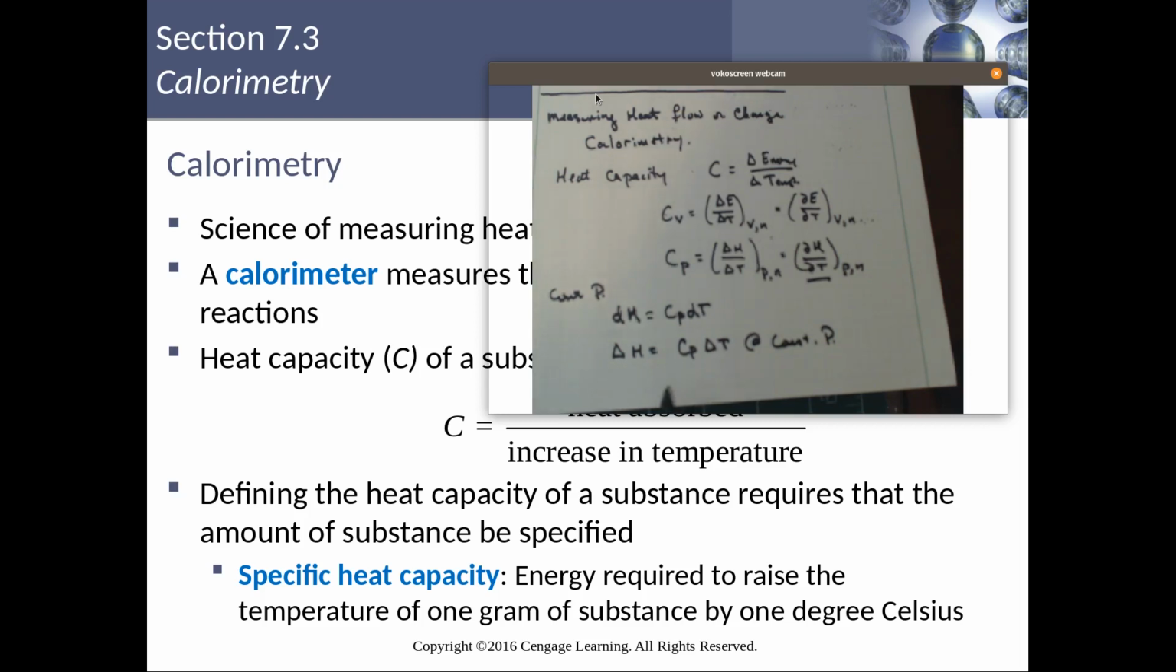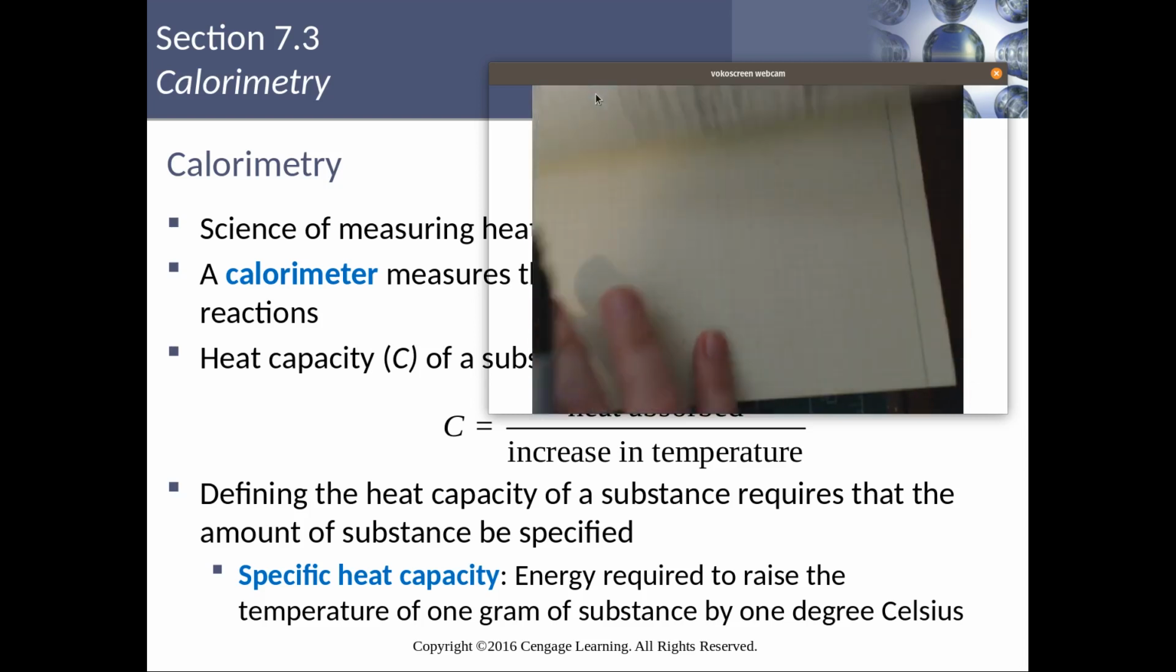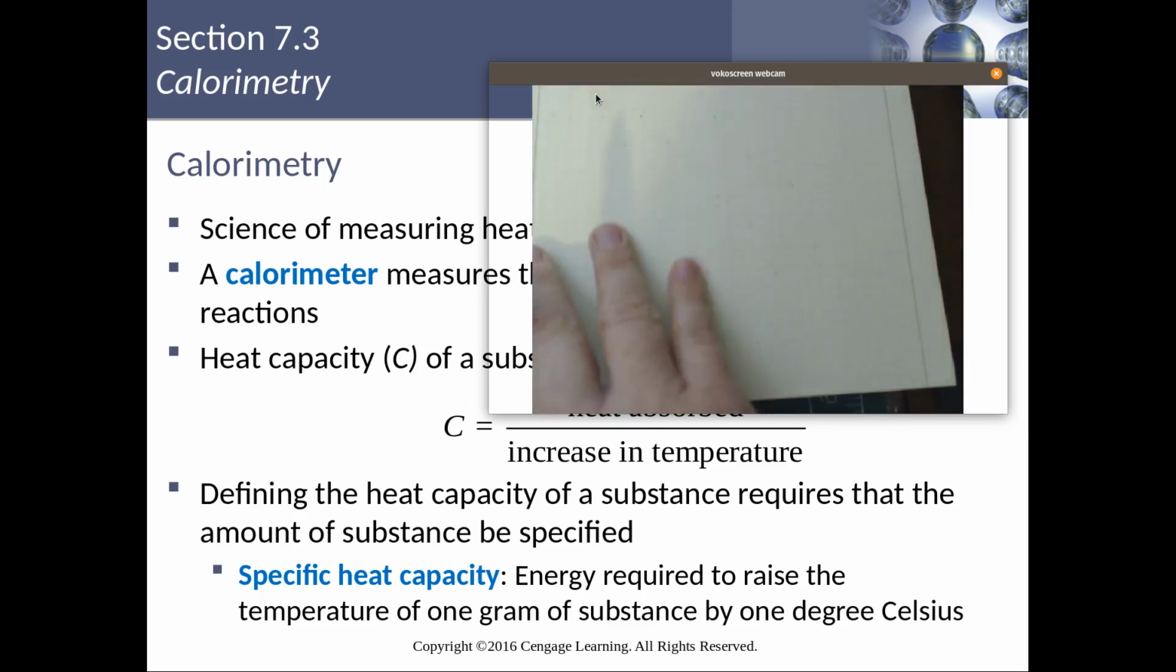So what I need to know then is if I measure the change in the temperature of the system, and I assume that the heat capacity doesn't change, then I have a measure of the enthalpy of the system. How much enthalpy is changed versus the change in the temperature. Now, what is this heat capacity? What's called the specific heat.